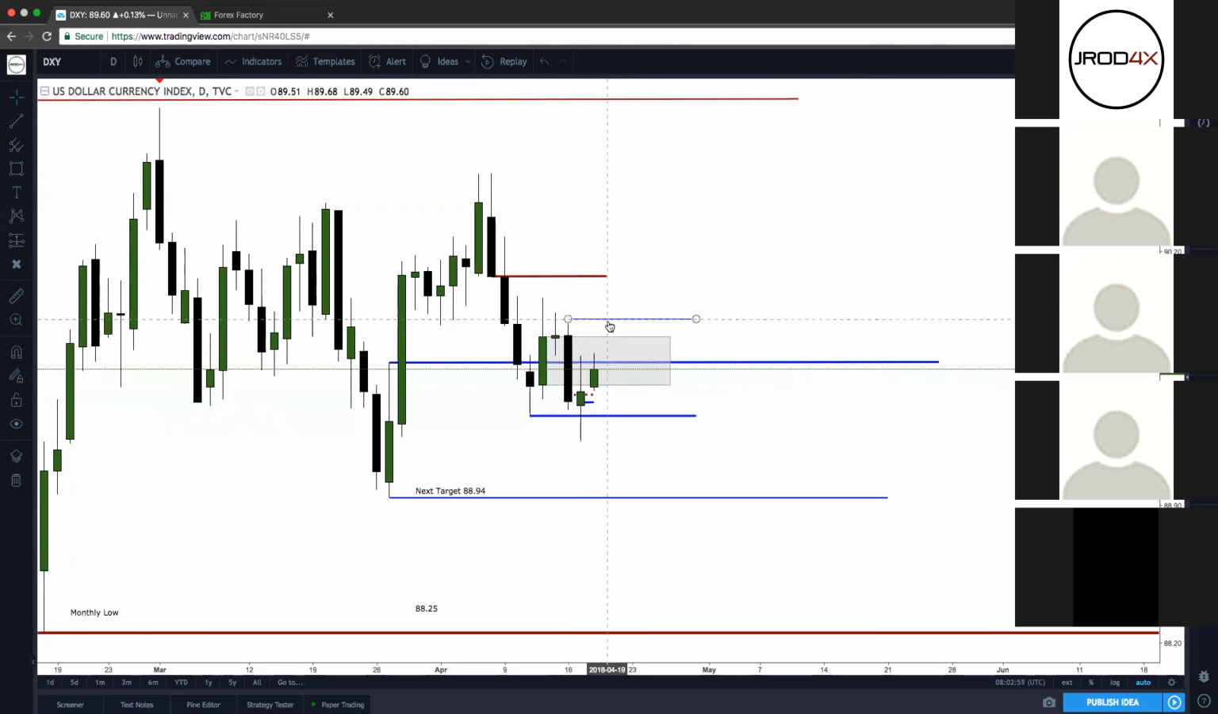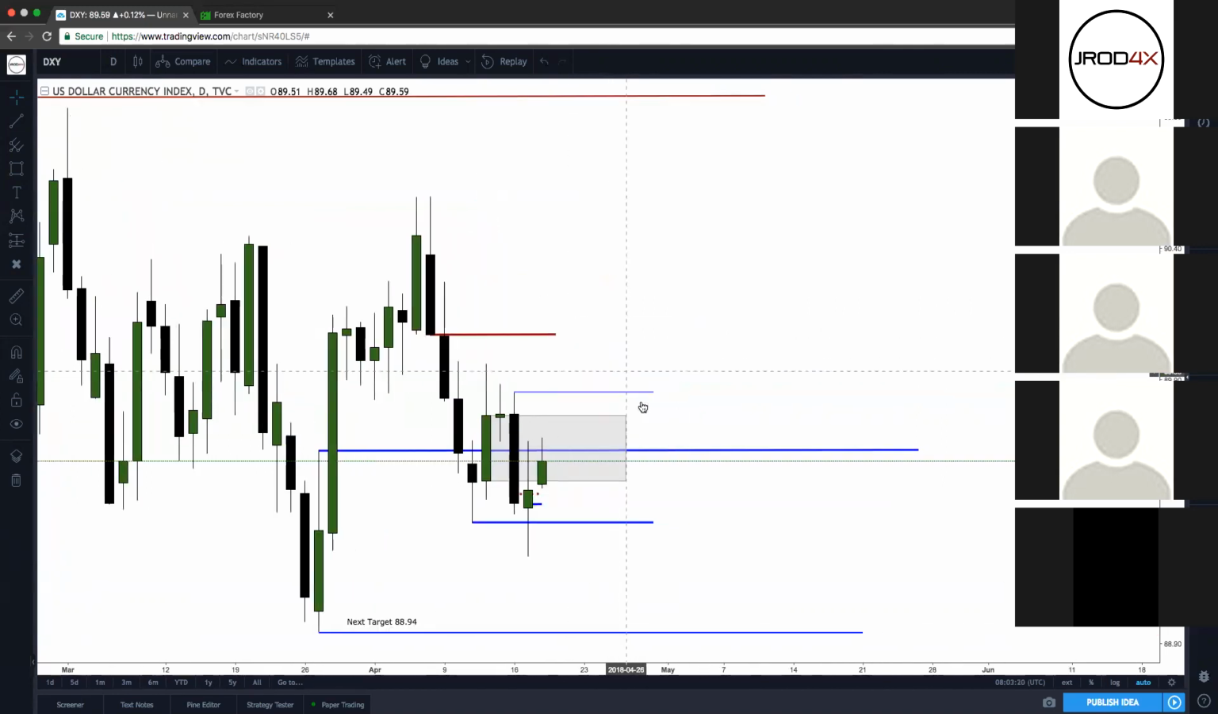And at that point, I wouldn't feel comfortable selling just because we would have just taken out a high. Unless we come above, take out the high, and then push down really quickly, then it could be a potential selling opportunity. But as of right now, I don't have any indication to believe that this is going to go up unless we break this high.